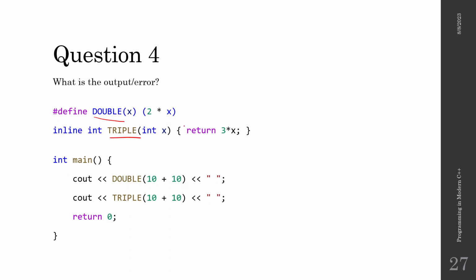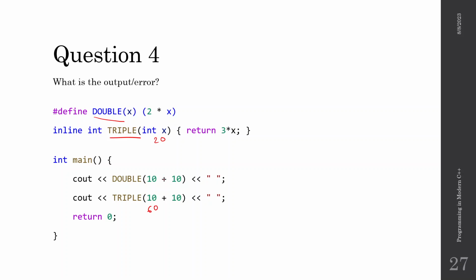The inline function works as you would expect a function to work. There is no tricky thing with inline functions. We have written here triple 10 plus 10. Now 10 plus 10 is 20, so 20 will go here, and 3 into 20, so 60 will be returned. So the second line will return 60.